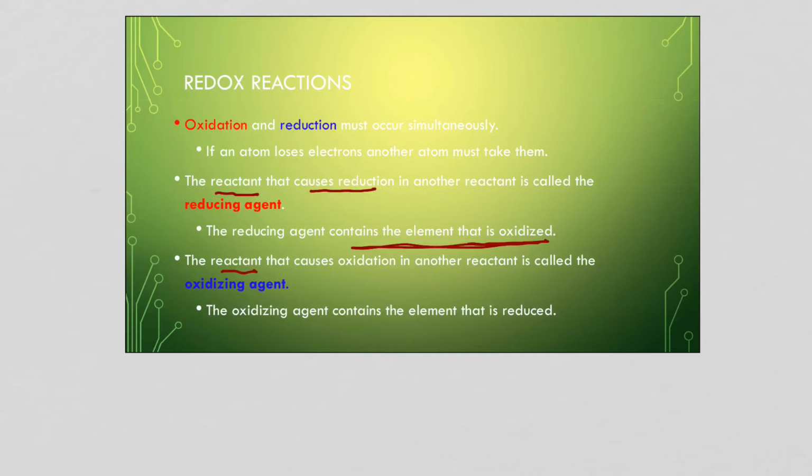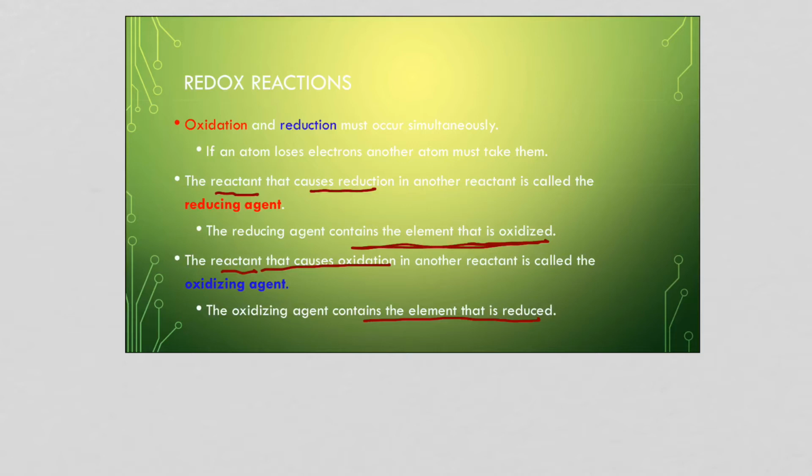Now, of course, the oxidizing agent is just the opposite, right? This is the reactant that causes the oxidation in another one. And so that means the oxidizing agent must contain the element that undergoes reduction. So by being reduced, the oxidizing agent causes something else to be oxidized.